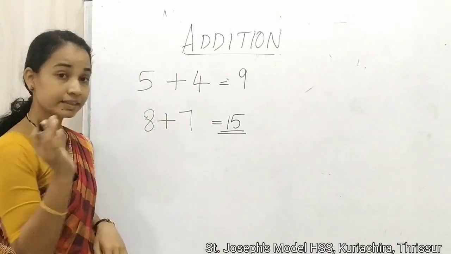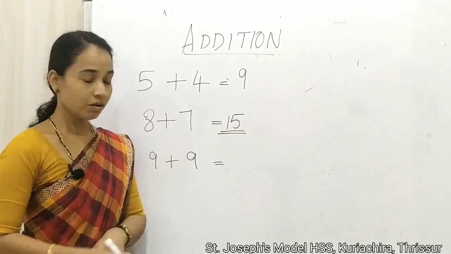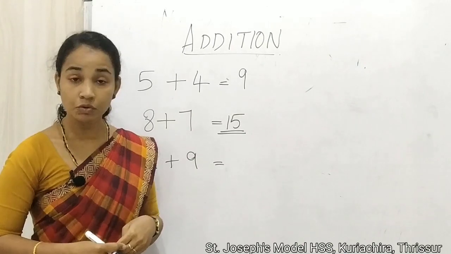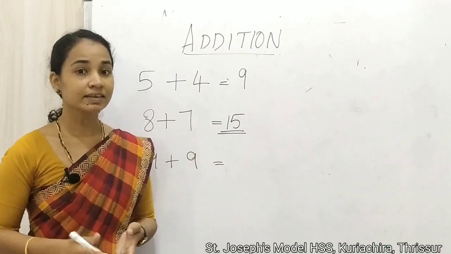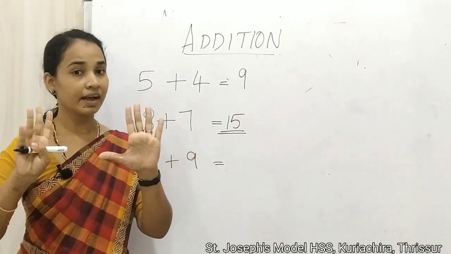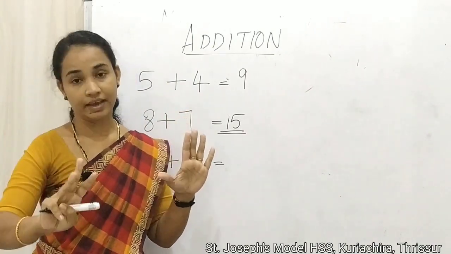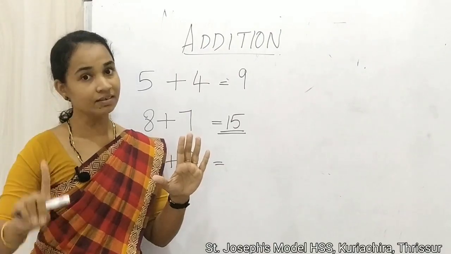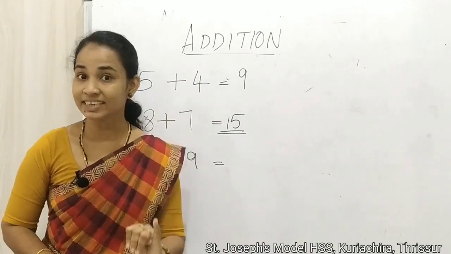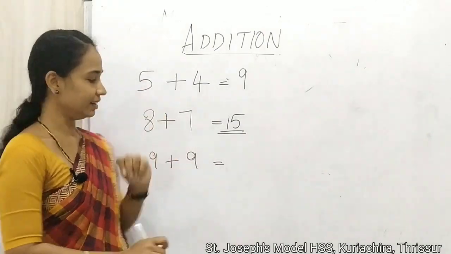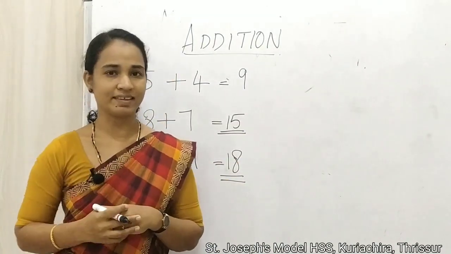Yes. Now, another example. 9 plus 9. Here, both the numbers are same. So, what we have to do? Take any number. Both numbers are same. So, take 9 fingers. Yes. 9 fingers and count from 9. 9 after 10, 11, 12, 13, 14, 15, 16, 17 and 18. So, what is the answer? 18.